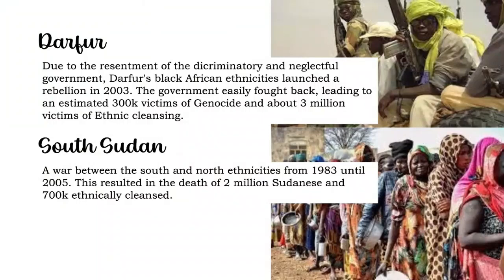So, Darfur, due to the resentment of discriminatory and neglectful government, Darfur's black African ethnicities launched a rebellion in 2003. The government easily fought back, though, leading to an estimated 300,000 victims of genocide and about 3 million victims of ethnic cleansing. South Sudan, a war between the South and North ethnicities from 1983 until 2005 resulted in the death of 2 million Sudanese and 700,000 ethnically cleansed.